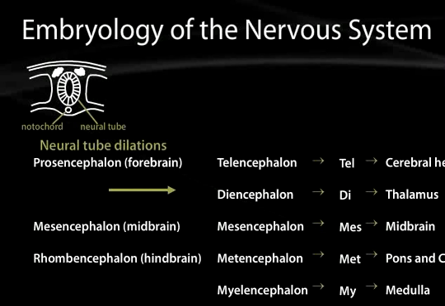So therefore, to memorize this most efficiently, you should be able to just drop the encephalon and think of tel, di, mes, met, and my. And there is a mnemonic to try to come up with this, and I will share it with you now, but I don't know if it's going to be that helpful to you, but you can come up with your own. But you're going to need to remember that order: tel, di, mes, met, my.